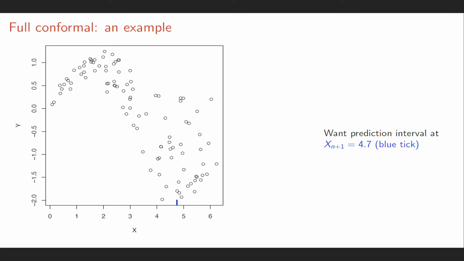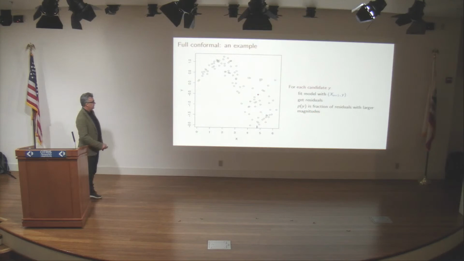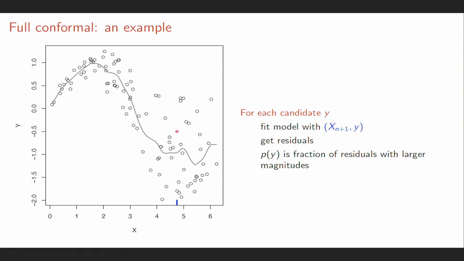What we're going to do is essentially hypothesize the value of the response, and see whether this hypothesized value should be kept or not. So we're doing some sort of hypothesis testing in some sense. I'm going to hypothesize that the value of Y_{n+1} is little y, and fit a model with this hypothesized value, and here it is. This is a regression function; I guess here it's a spline regression or something.